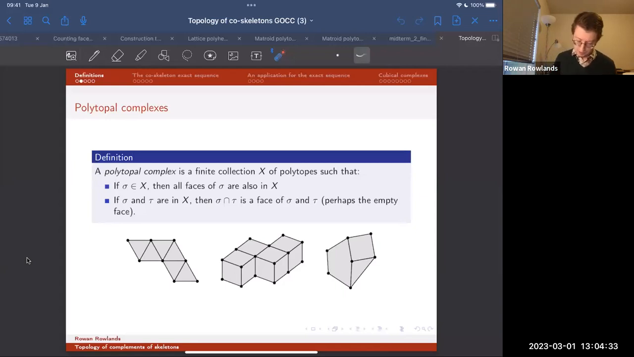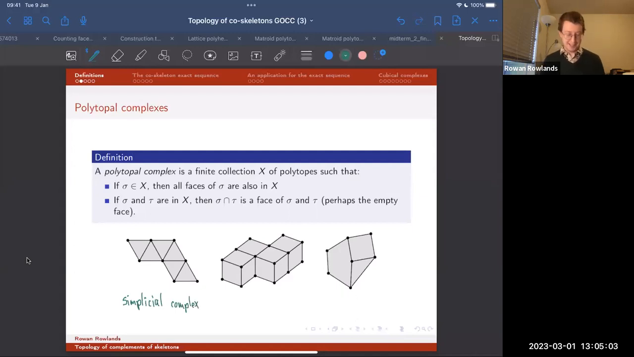So here are some examples of polytopal complexes. We've got this one built out of triangles here. You can have one built out of cubes. This is a three-dimensional one. And this is a more generic one over on the right. These pictures illustrate some special cases of polytopal complexes. For example, if every polytope in the collection is a simplex, then this is also called a simplicial complex.